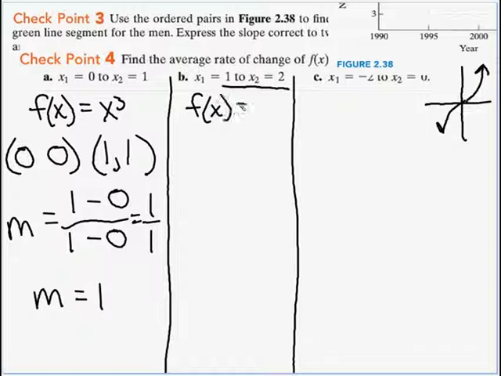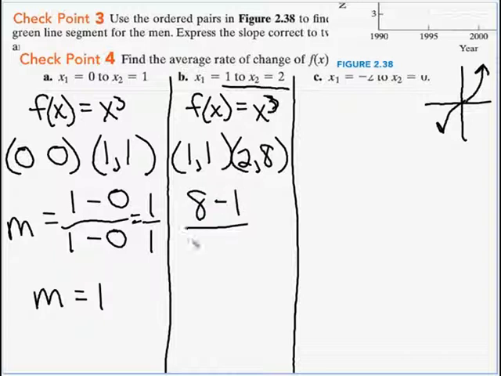Let's see what happens from 1 to 2. Again, it is just the cubic function. 2 points. Plug in the 1 and cube it, and you get a 1. Plug in the 2 and cube it, and you get an 8. So the slope is going to be y minus y over x minus x, or 7 over 1. 7. Got pretty steep, pretty fast.